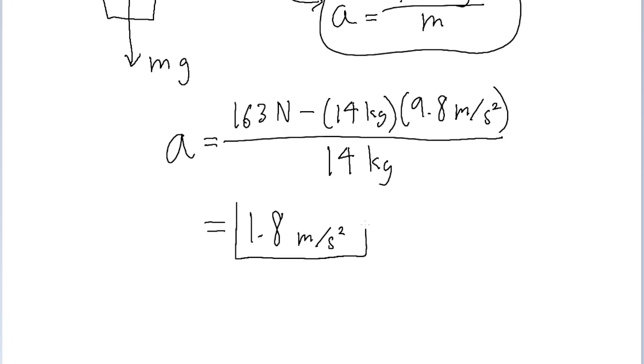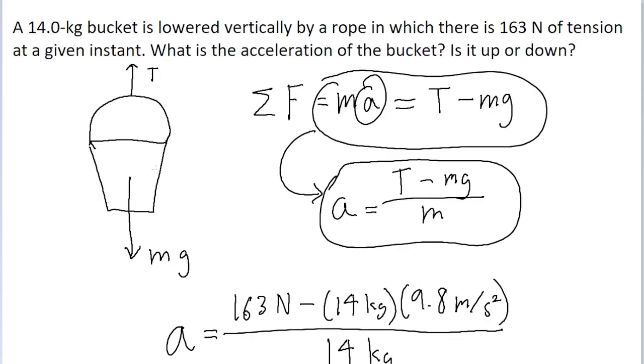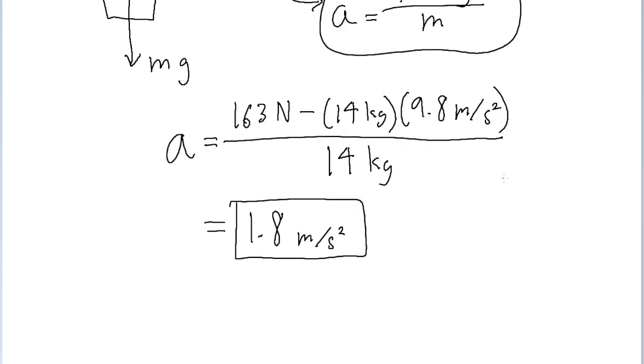And that is the magnitude of the acceleration. Note also that this is a positive value, which, because we were using upwards equals positive earlier on when we were writing out Newton's second law, means that if the acceleration is positive, then the bucket is accelerating upwards. So the direction of the bucket's acceleration is upward.